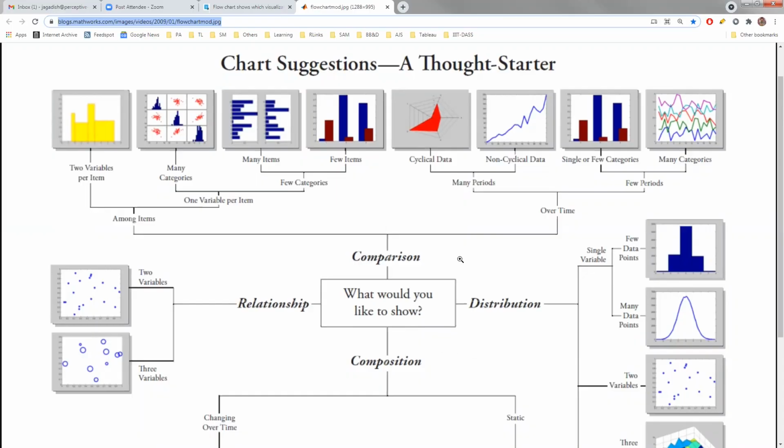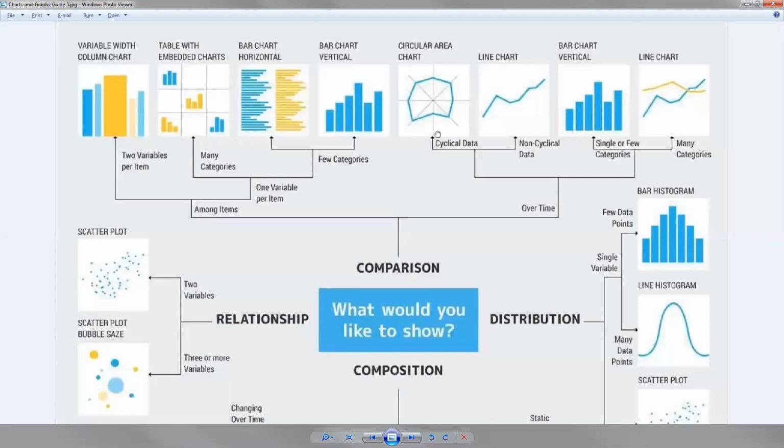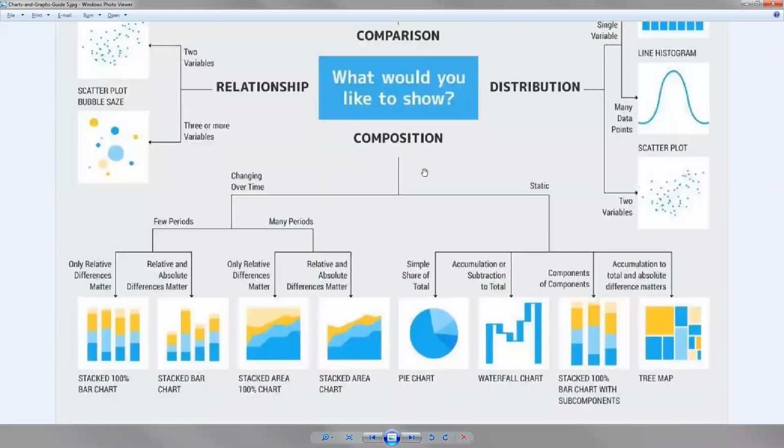So let's move on to the next part, which is the composition part. When I say composition, it's a pretty straightforward term to understand. Basically it means, hey, let's take a similar example that we have been looking at till now. How are my sales distributed across each region? That also gives me a composition.